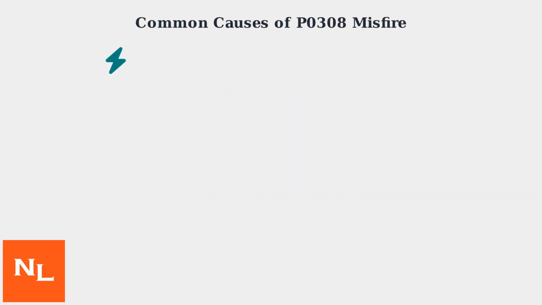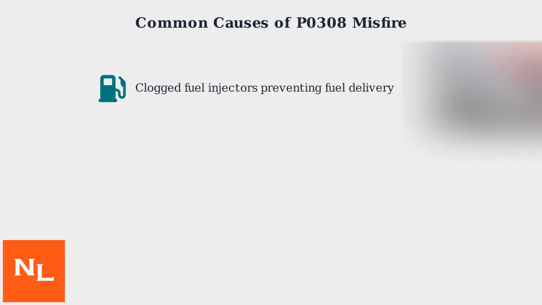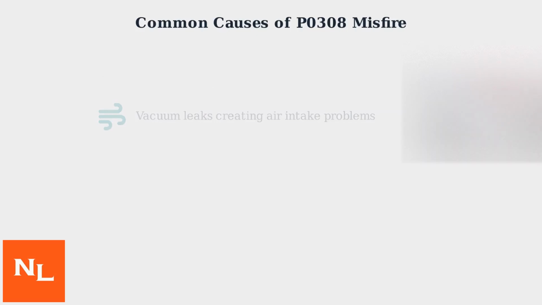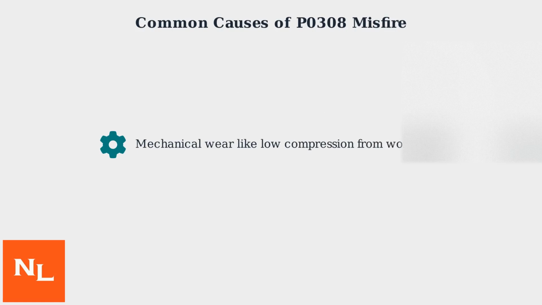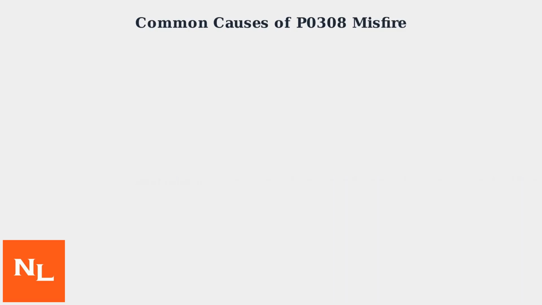Several issues can cause a P0308 code. Top culprits include faulty spark plugs or ignition coils, clogged fuel injectors preventing proper fuel delivery to cylinder 8, vacuum leaks creating air intake problems, or mechanical wear like low compression due to worn valves or piston rings. Heat-related issues are common in cylinder 8, especially in V8 engines due to its rear-mounted location.